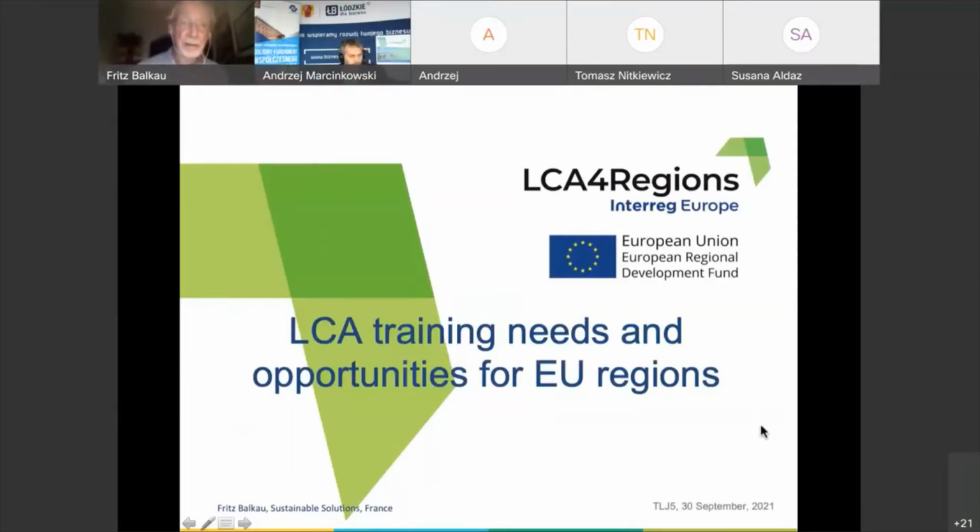So I'm going to explain a little the training needs and opportunities for European regions. I will take into account what's happening in Poland, of course, especially as a result of some of the excellent presentations we've had in the last 2 days, but also what's happening in other parts of the EU and even what's happening in other parts of the world in terms of LCA training.